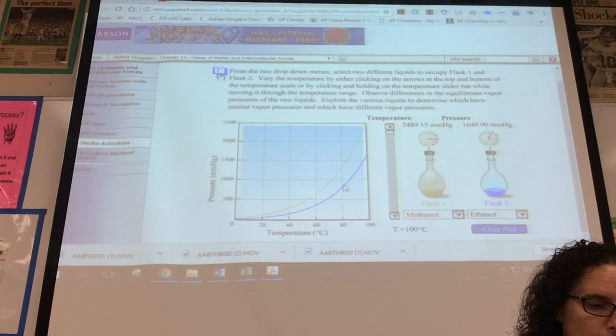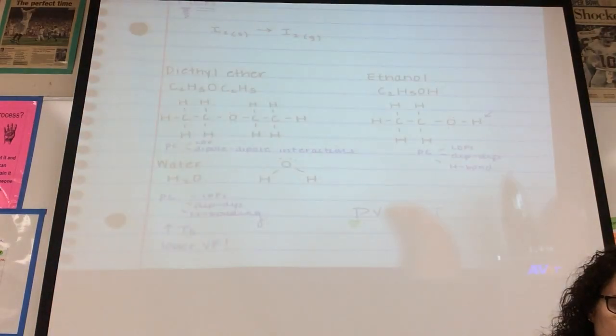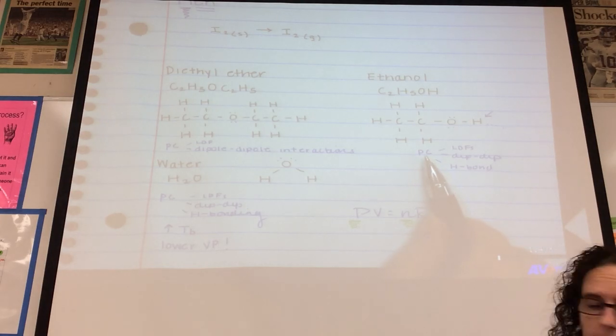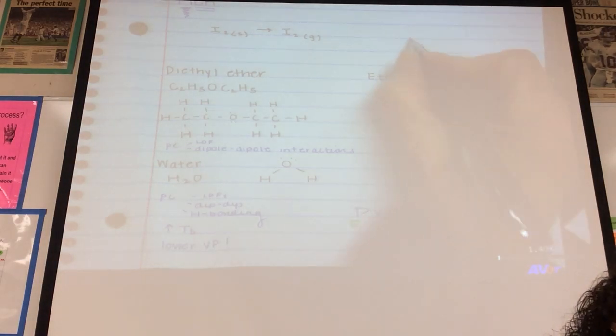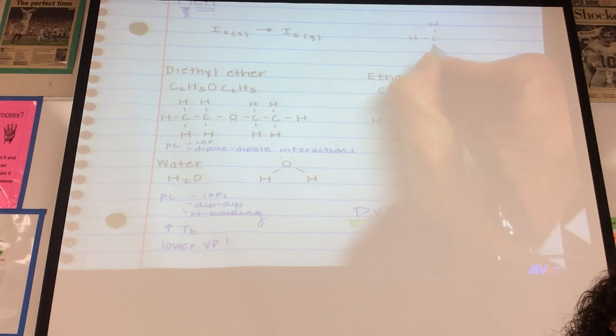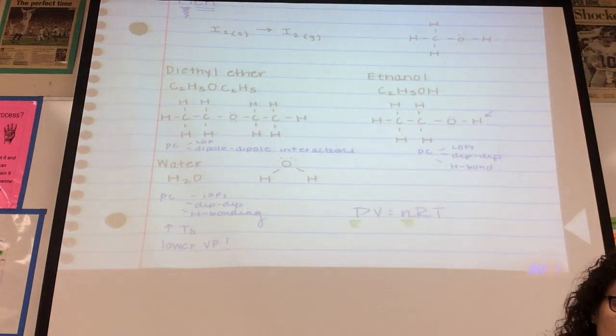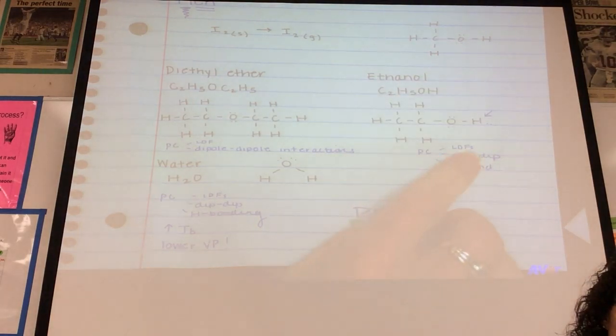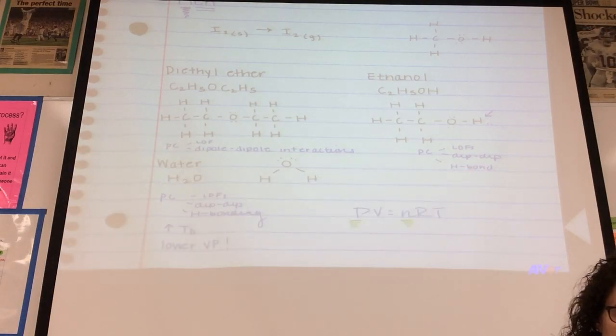So you know what ethanol looks like, right? Here's ethanol. And methanol is similar, except you have a methyl group instead of an ethyl group. So they both are polar covalent with LDFs, dipole-dipole, and hydrogen bonds. So what type of comparison would you be making?